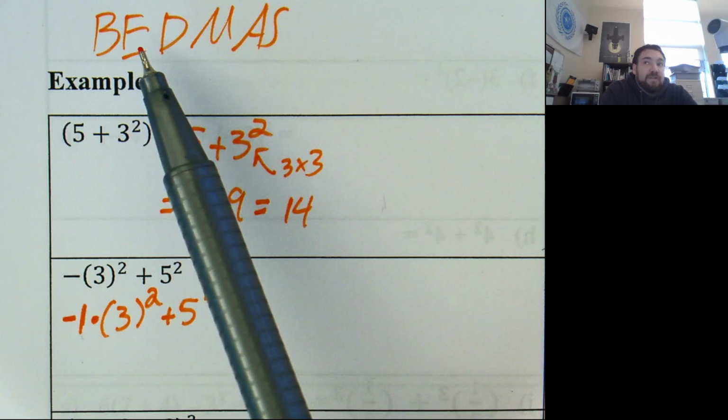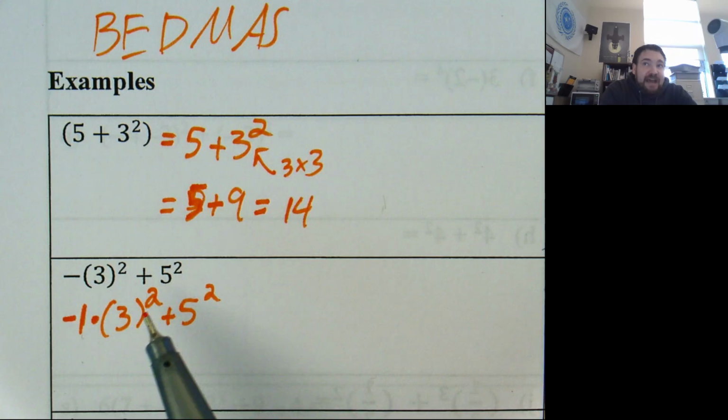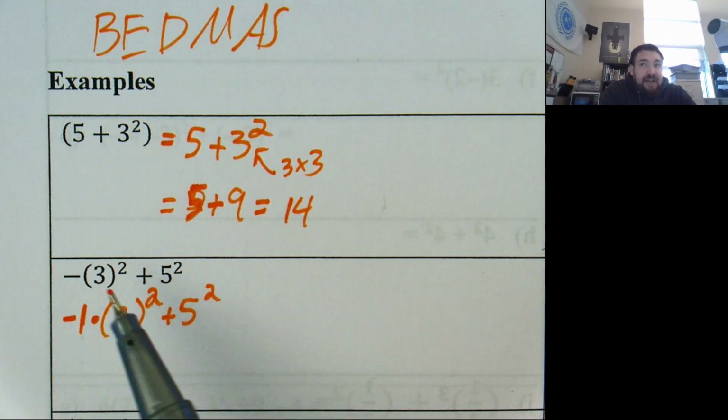So we move on to exponents. Now, the reason I'm separating it out like this is because if you're going to punch this into your calculator, the mistake that I see all the time is that people say, okay, well, I've got -3 and I'm squaring that. You're not. We're just squaring what's immediately next to it. So that's just the 3.